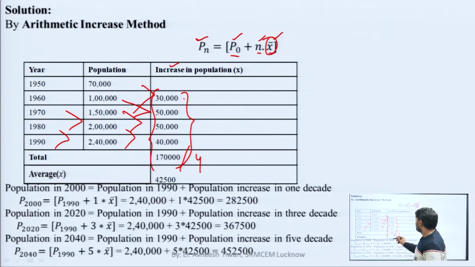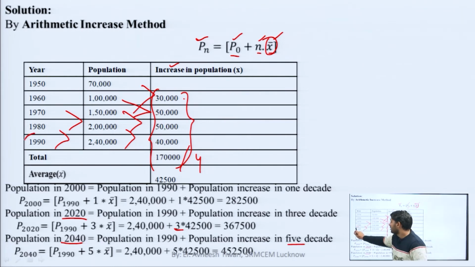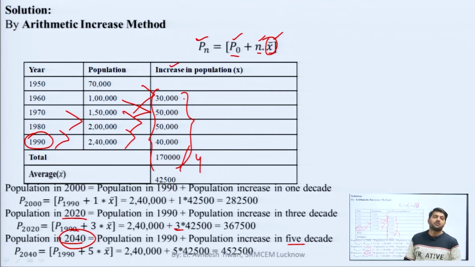mean increase. So putting all the values in formula, population in 2000 means we are going to estimate population after 1 decade, and n will be what? 1. We are going to calculate population in 2020. Number of decades will be 3, and in 2040 number of decades will be 5, because last known population is for the year 1990. So number of decades in 1990 to 2040 is what? That is 5.